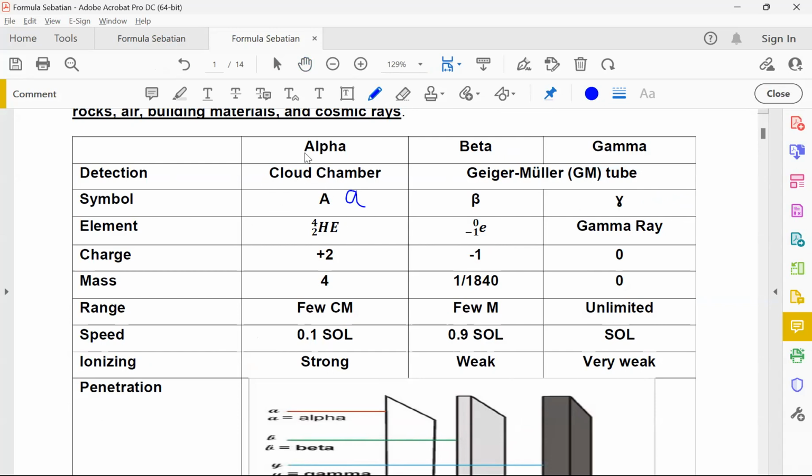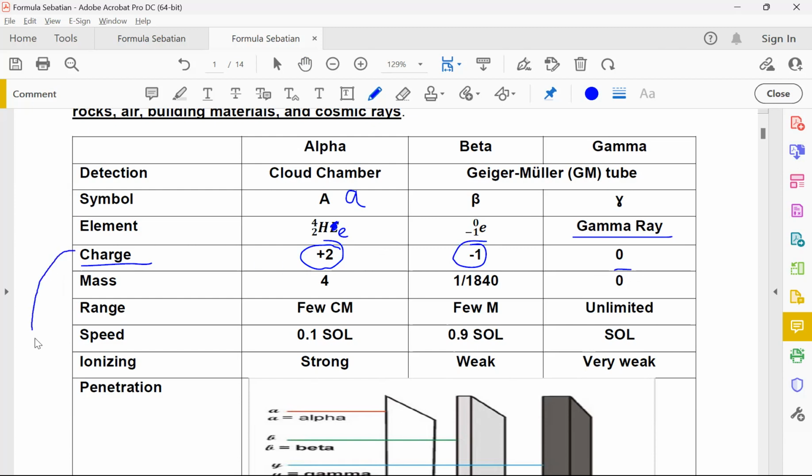In terms of its elements, alpha particles are helium. This is a small e, by the way. Helium 4, 2. Beta is electron 0, -1, and gamma, because it is part of the electromagnetic spectrum, is just a gamma ray. In terms of charges, alpha is positively charged. You know that it's +2 charge, beta is -1 charge, and gamma is 0 charge, no charge.